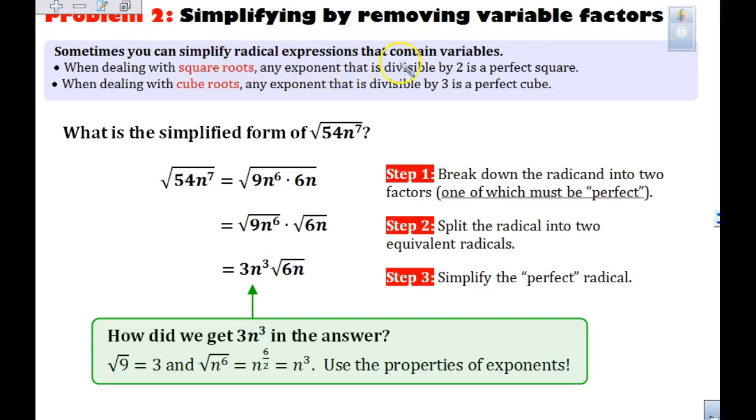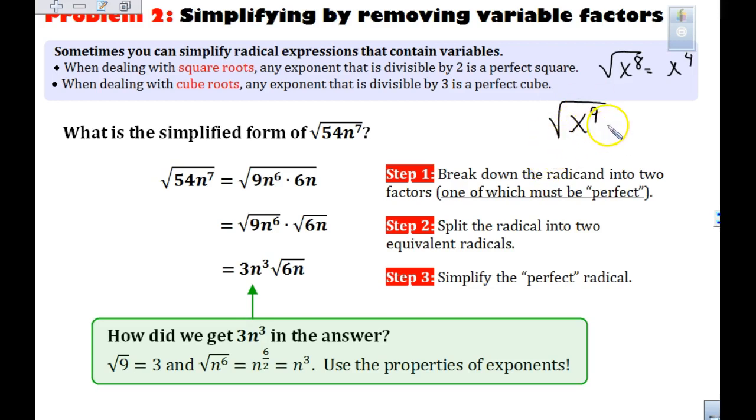Simplify by removing a variable. Sometimes you simplify a radical expression that contains a variable. Dealing with square roots, any exponent that is divisible by 2 is a perfect square. Which means if I am taking the square root of x to the 8, I am simply going to divide 8 by 2, and it's going to leave me with x to the 4.